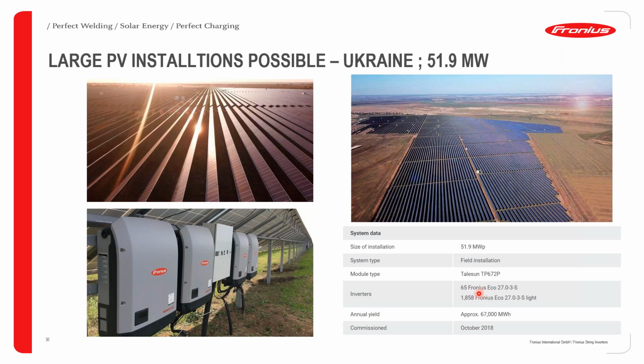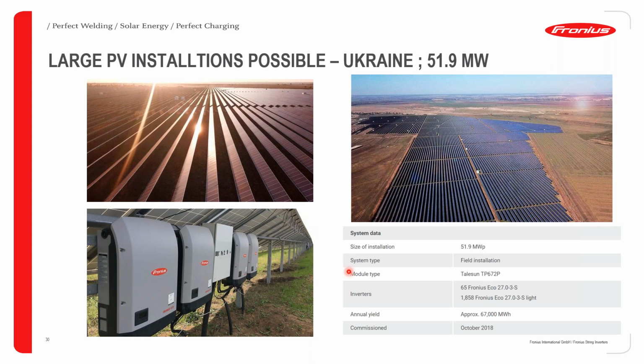So in total, 1,923 inverters were used in this case, to generate an annual yield of 67 megawatt hours. And this has been commissioned since October 2018. So you can also see how the subsystem is actually built from this exact picture you can see here.